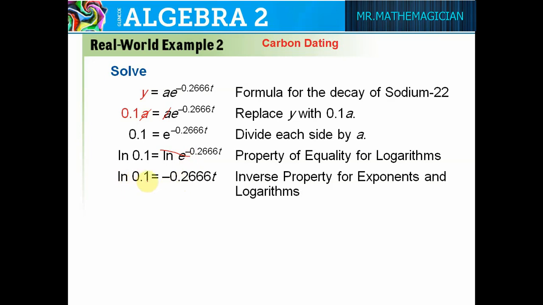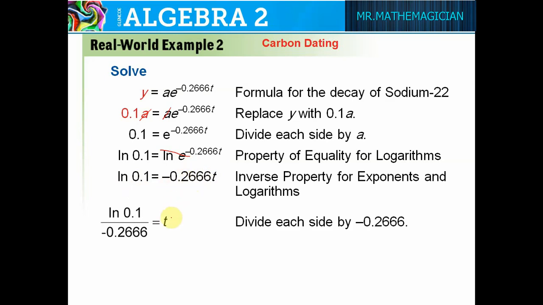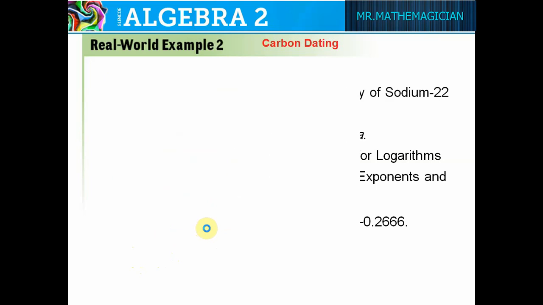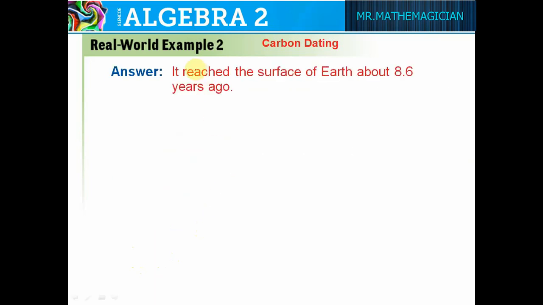So ln 0.1 equals negative 0.2666t. Now you can divide both sides by this number to get t alone. So t is about 8.64 years. So it reached the surface of Earth about 8.6 years ago.